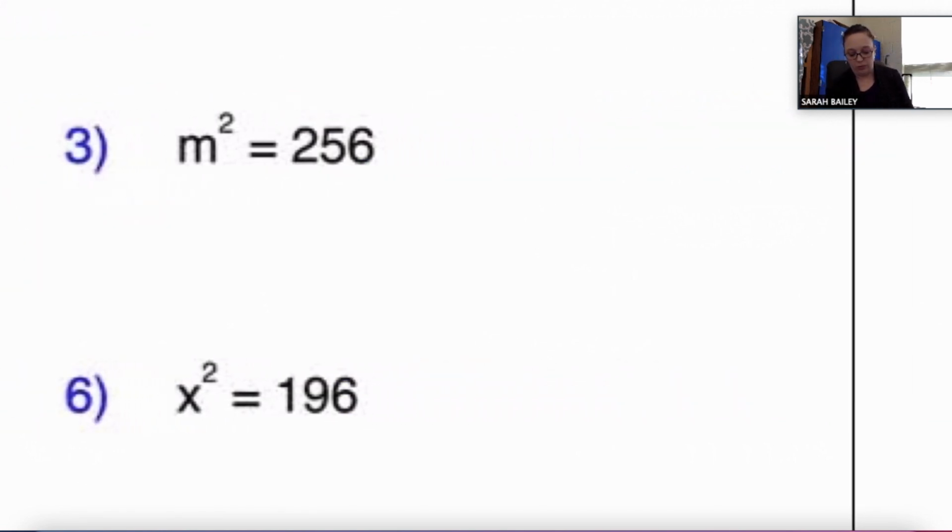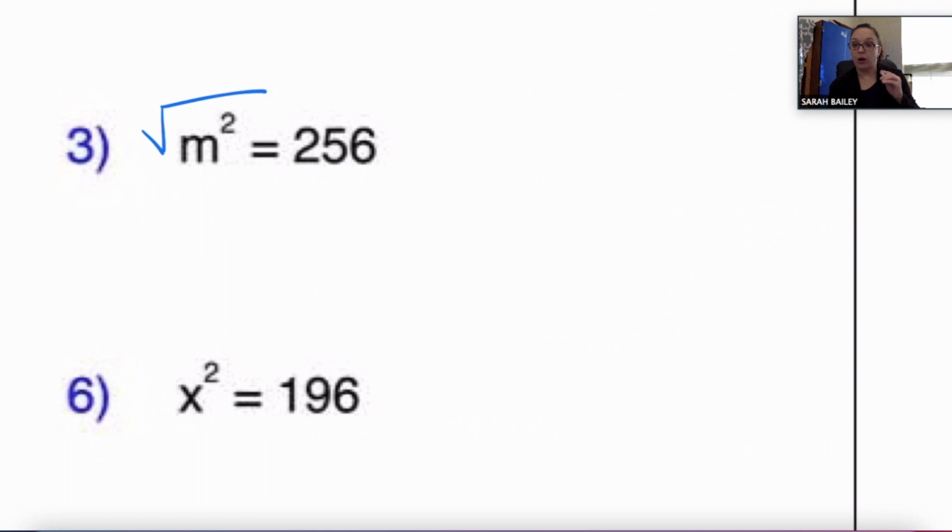All right, let's try number 3. M squared is equal to 256. So I don't need to do the cubed root. The opposite of squaring a number is taking the square root. So I'm just going to do the square root sign. So that's M. Now remember, if you do not know what the square root of 256 is, you can use your calculator to help you.